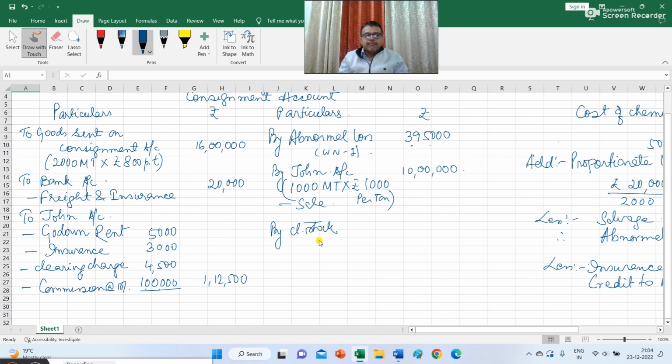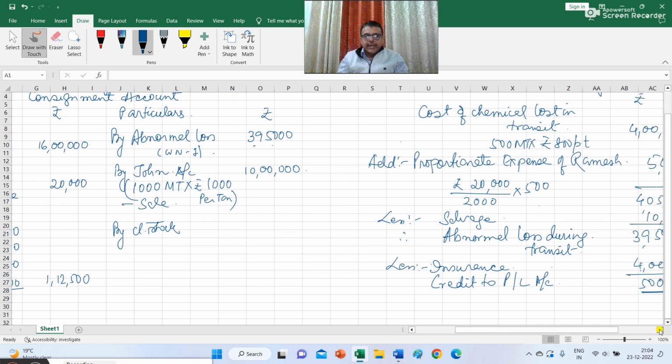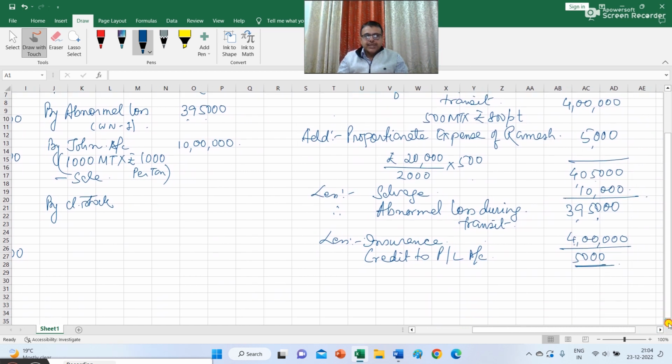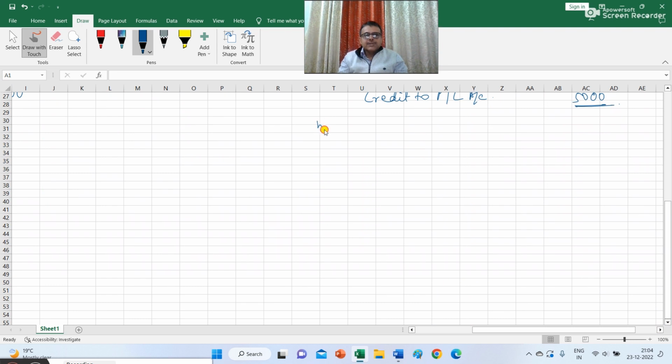So I have written here by closing stock. So for this I have to do another small working as working note number 2 here. That is valuation of closing stock. So 2,000 metric ton of chemical was sent on consignment. Out of that, 500 metric ton got destroyed during transit, and 1,000 metric ton was sold by the consignee. So closing stock was for 500 metric ton.